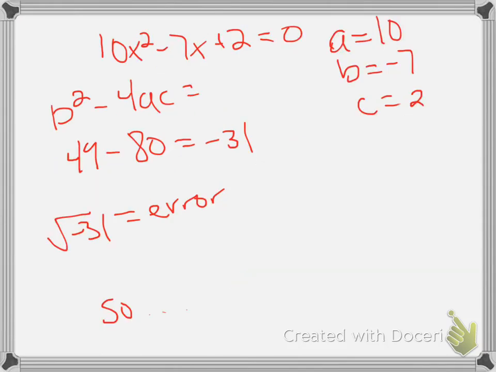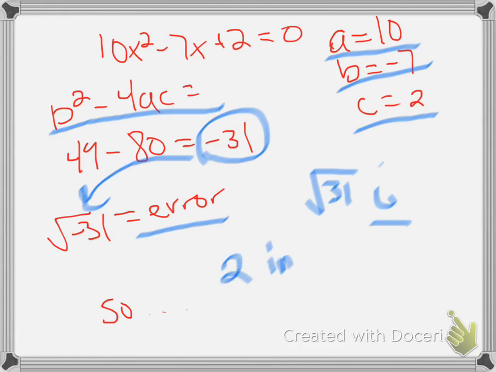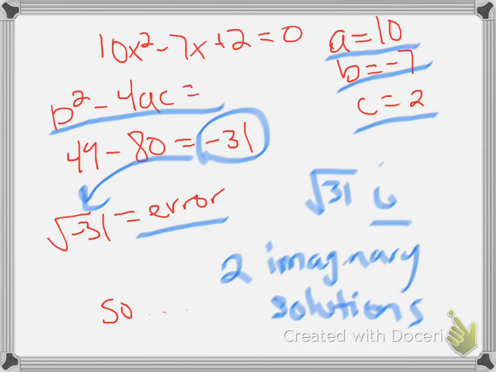And then lastly, let's say we have a problem like this. A is equal to 10, B is negative 7, and C is 2. When we plug in the discriminant here, we get a negative number. Well, when that negative number goes into a square root, we're going to get an error. Now, technically, we actually rewrite this as the square root of 31i. And i means imaginary. So what this will tell us is we get two imaginary solutions. Okay, and that's what you need to know about discriminants.